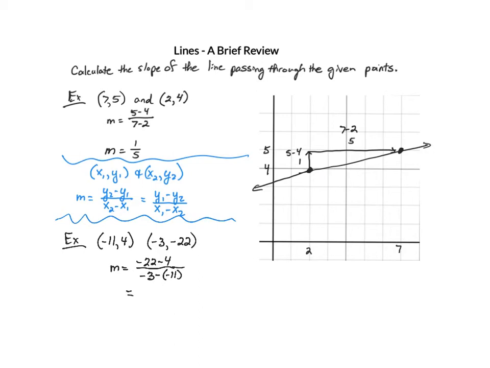So when we do the arithmetic, we have -26 in the numerator, and we have -3 plus 11 in the denominator, so that's 8. A slope is just a number, so it should be simplified the same way you would simplify any other number. So that is reducible, and the slope of the line that passes through -11, 4 and -3, -22 is -13 fourths.